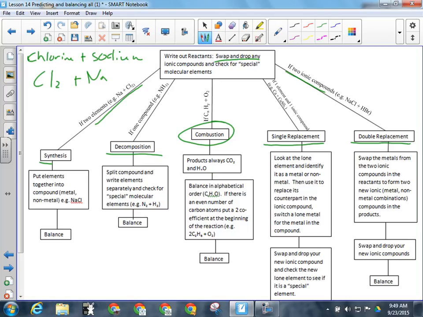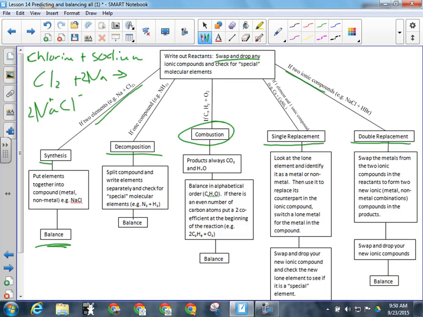All right. So I put the elements together. NaCl. Okay. I drop and swap -1 +1, and then I balance as my last step. Balance the whole reaction. Okay. So I would need a 2 in front of that and a 2 in front of that, and then it would be balanced. Okay. Everyone following?